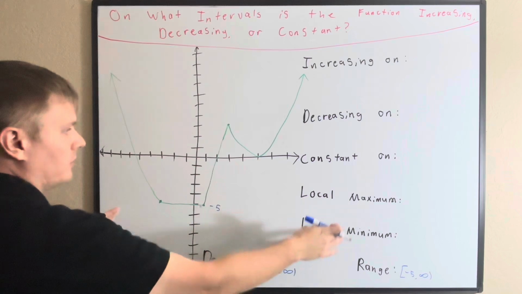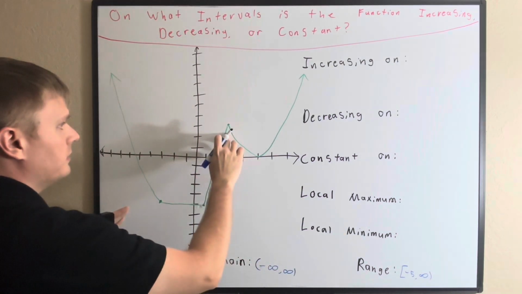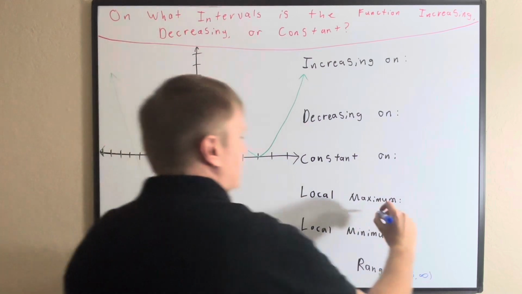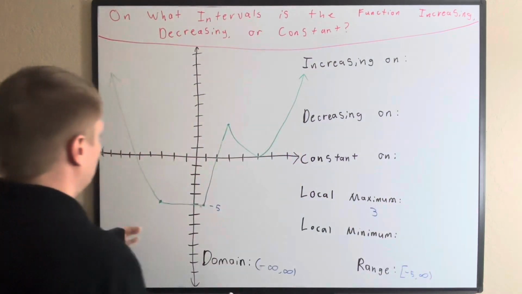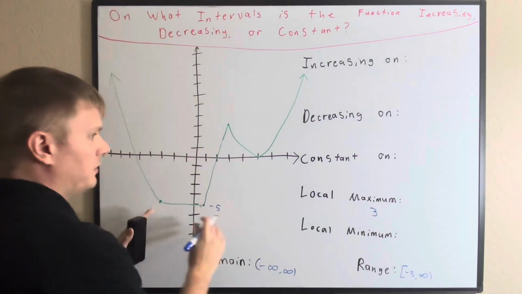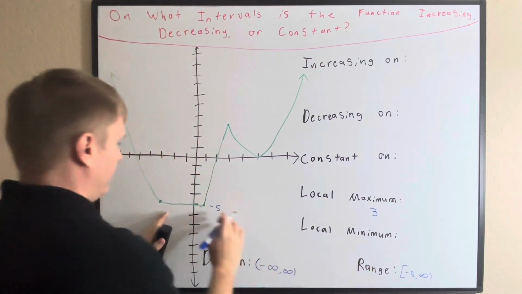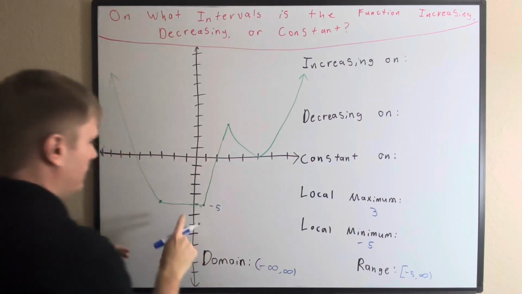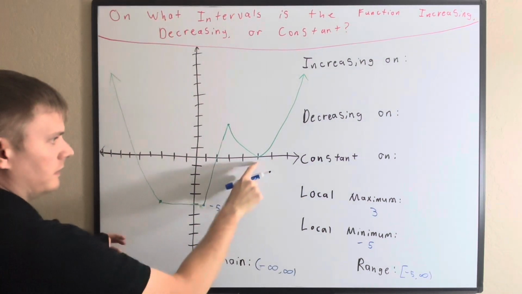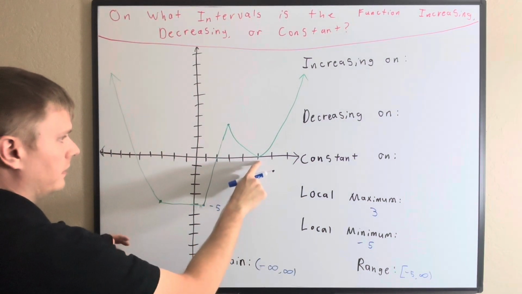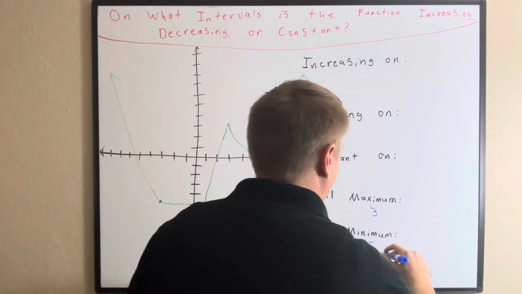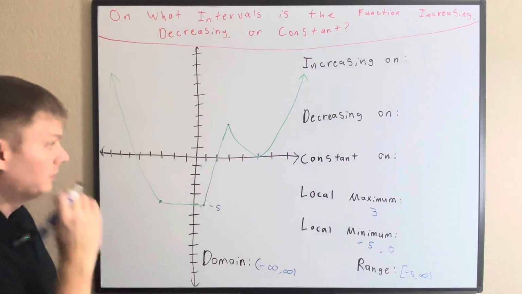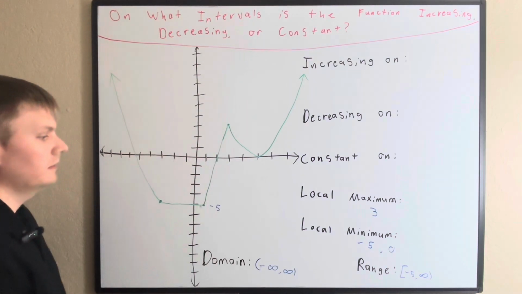Maybe we could start with our local maximum and minimum. Maximum would be what? 1, 2, 3? Okay. Any other maximums? Nope. Minimum? Okay, we got -5 here. We already mentioned that. What about over here? 0. -5 and 0. There's more than one minimum. Okay.